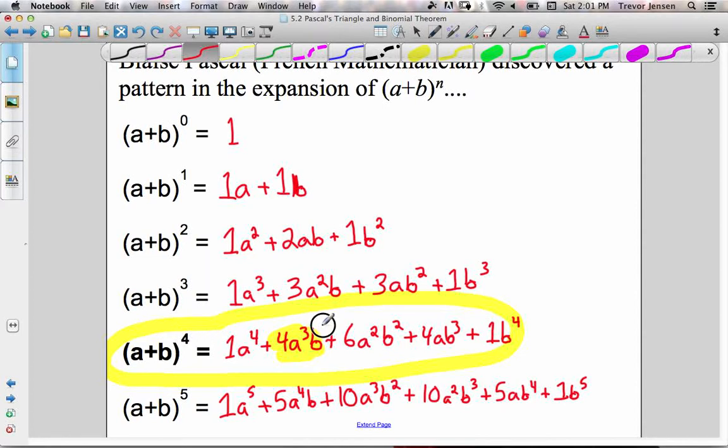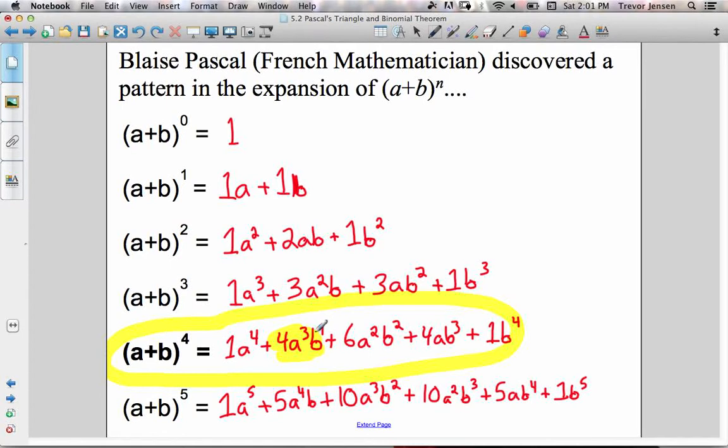Here, we have a 3 and a 1. 3 plus 1 is 4. Here we have a 2 and a 2. 2 plus 2 is 4. Here we have a 1 and a 3. 1 plus 3 is 4. Here we have a 4 and a 0. 4 plus 0 is 4. They all add to whatever the exponent on our original binomial was.